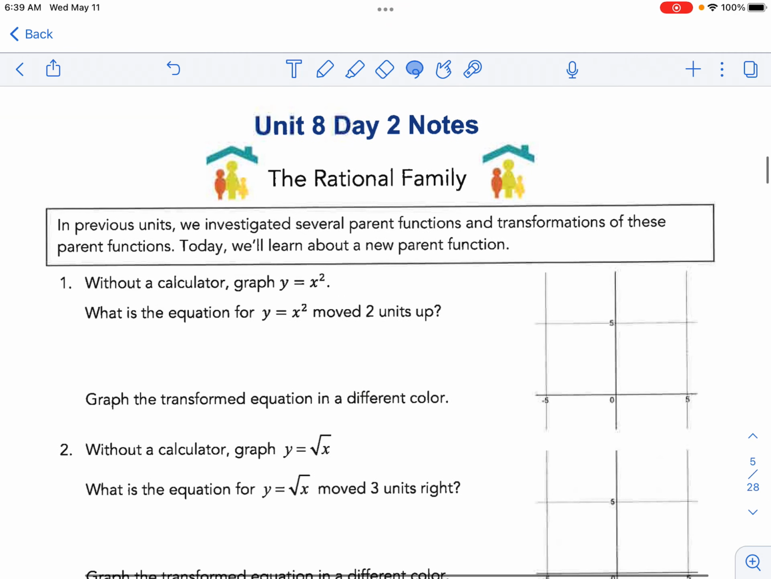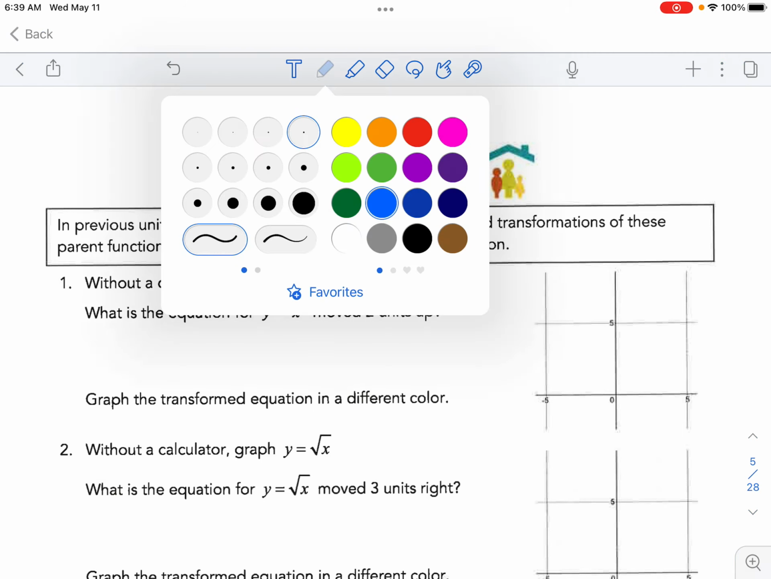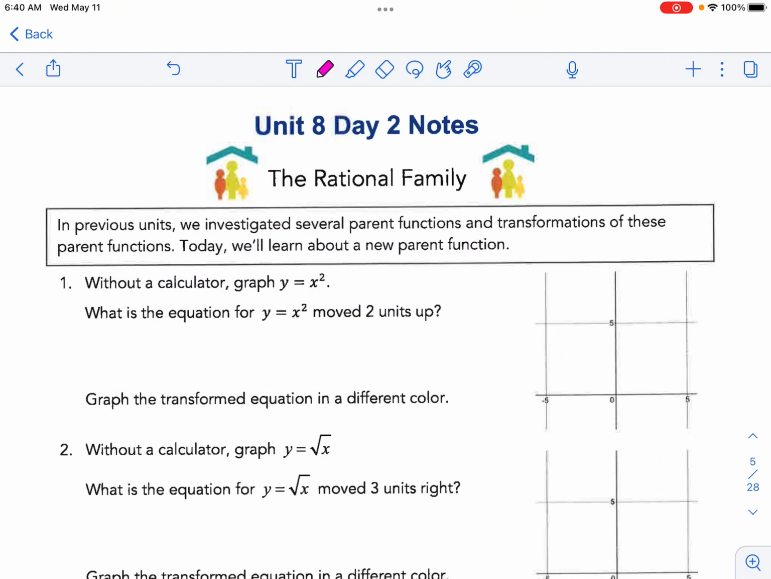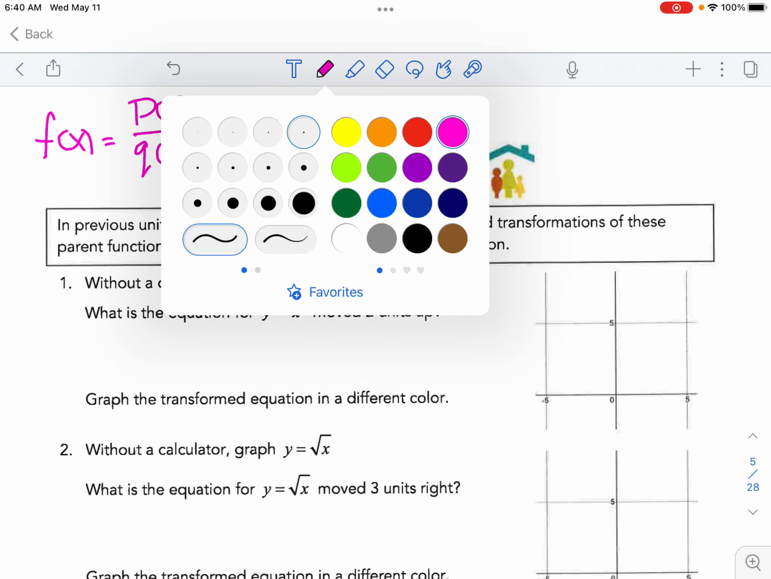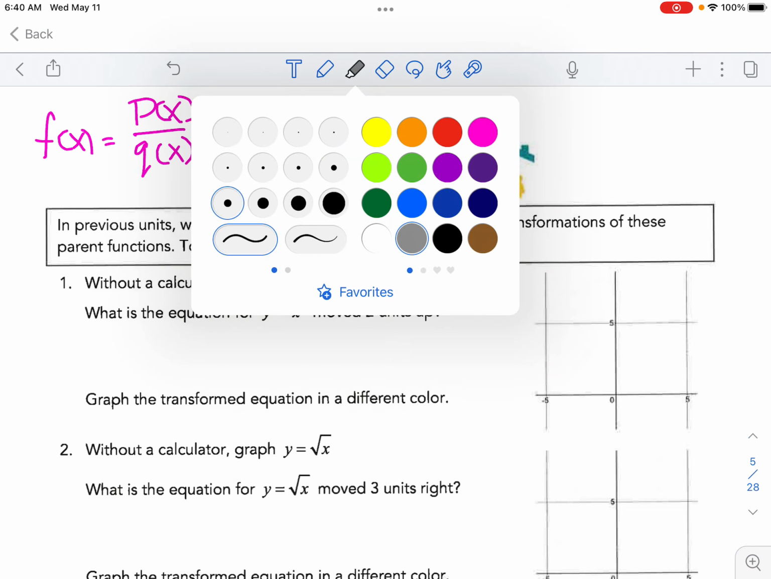These are the notes for Unit 8, Day 2, and we are continuing our discussion on rational functions. And so just to remind you that we are writing that rational function as f of x equals p of x over q of x, where both p and q are polynomials. And we're focusing today on graphing transformations.